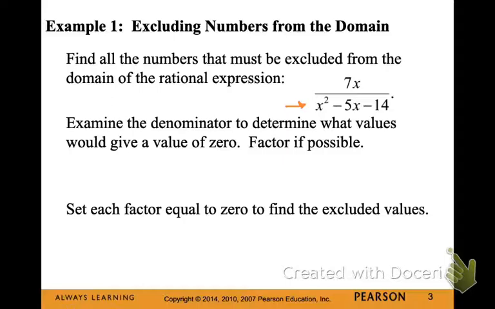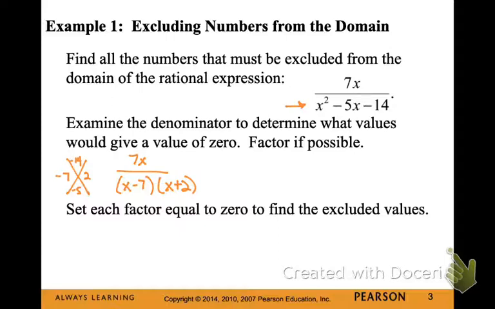When I do, I notice that it is a quadratic trinomial, and I can break it down into its factors. So I think about two numbers that will multiply to give me negative 14 and will combine to give me negative 5, which is negative 7 and 2. So my denominator is x minus 7 times x plus 2.